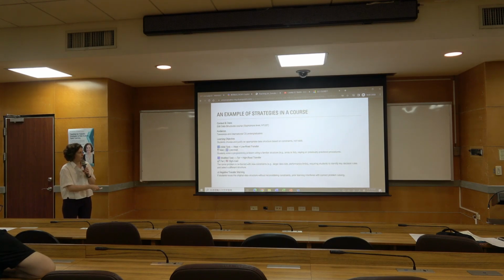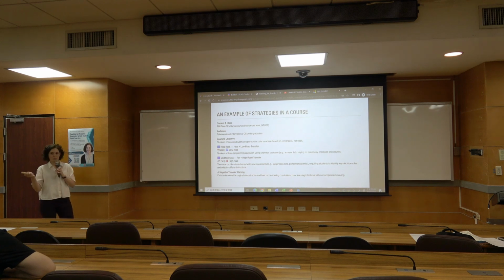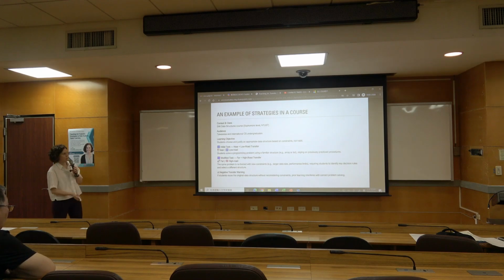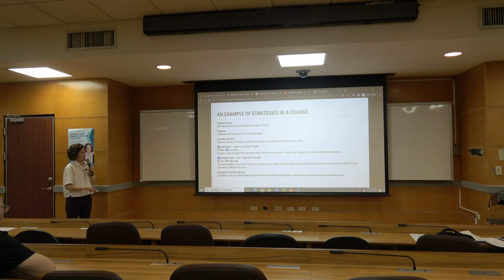So this is just an example of what it might look like in a course. Not our workshop, but let's say it's an EMI data structures course, and we have a mixed audience of Taiwanese and international students. So the learning objective might be something like: students choose and justify an appropriate data structure based on constraints, not habit. And then a near, low road transfer strategy: students solve a programming problem using a familiar structure, relying on previously practiced procedures.